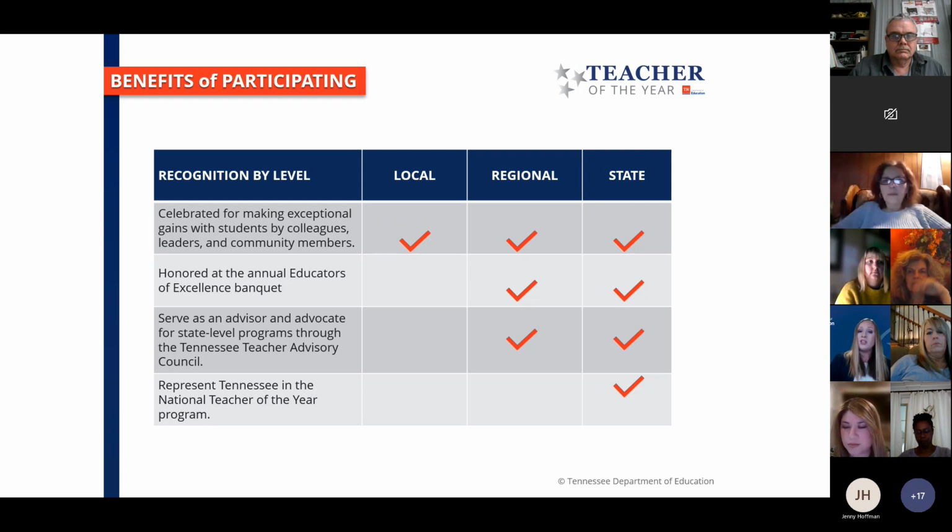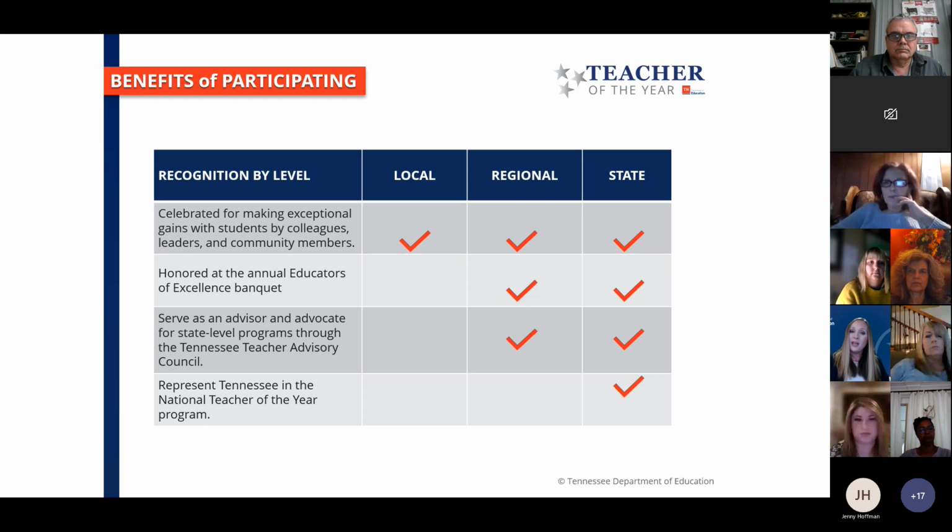If you are named as one of the 9 region level finalists, you will have the opportunity to serve on the Tennessee Teacher Advisory Council, a group of educators from across the state who utilize their expertise and experience to inform the department's programs and initiatives and serve as ambassadors to teachers. Additionally, all 9 finalists are recognized and honored at the annual Educators of Excellence Banquet, which is held in Nashville, Tennessee.